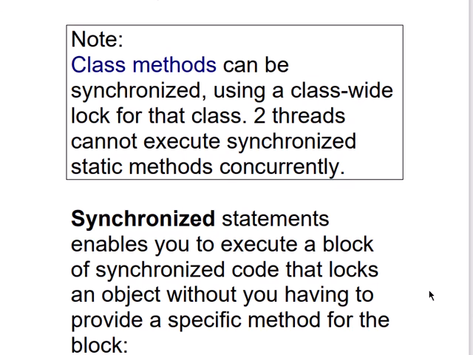In other words, any subclass might have inherited methods A and methods B. If they're both synchronized, it's not possible for two threads that are being created from that class to execute those two methods simultaneously.